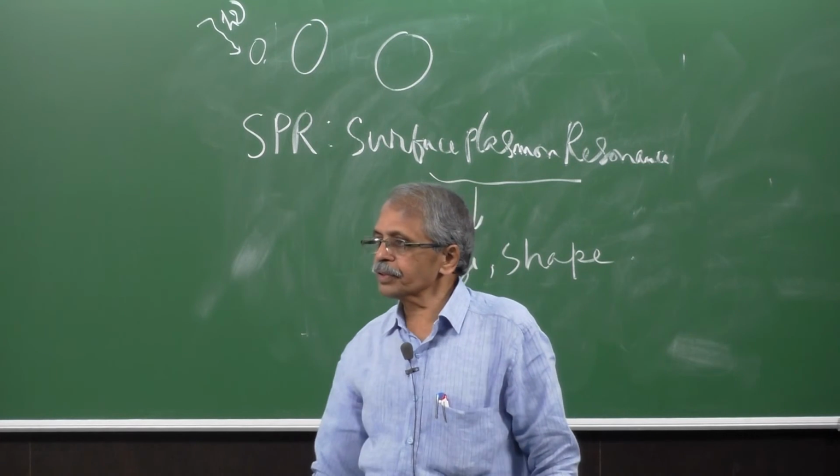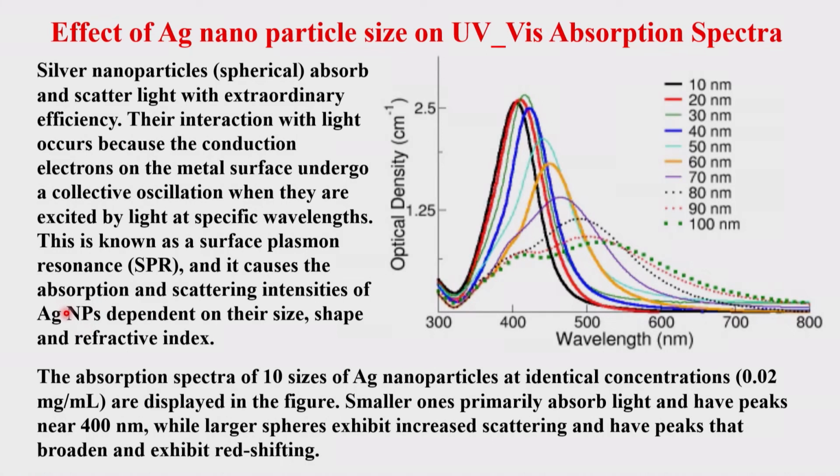Now you can see this example here. These nanoparticles were prepared by a certain method, with different ones like 10 nanometer, 20 nanometer, 30 nanometer, 40, up to about 100. The absorption spectrum was measured for each of these. For each of these, a color code is given: the black, the red, the blue, etc. You can see it's going from here to there, and up to here.